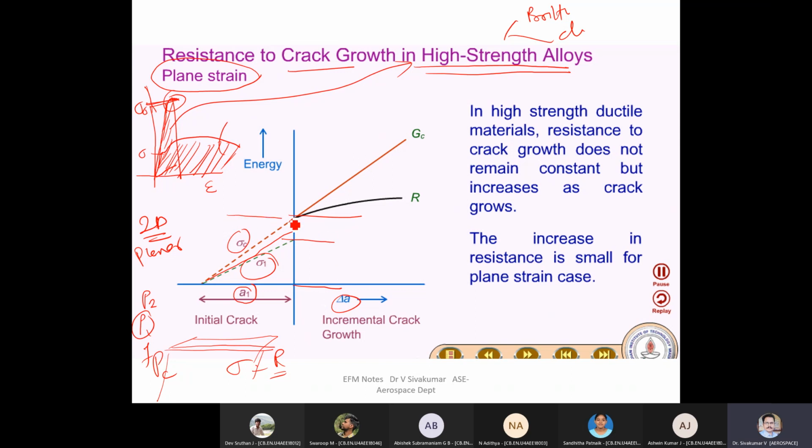Okay, this is the resistance line. Until here, the energy is less than my resistance. After that, this is my resistance. So in high strength ductile materials, resistance to crack growth does not remain constant, but increases as the crack grows. So resistance is growing.